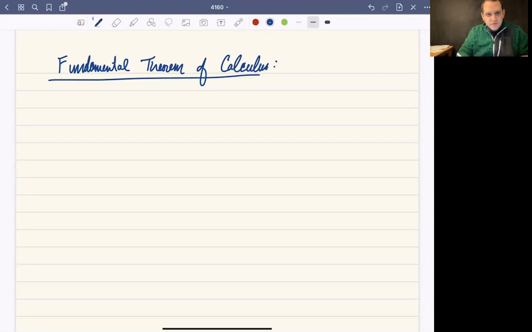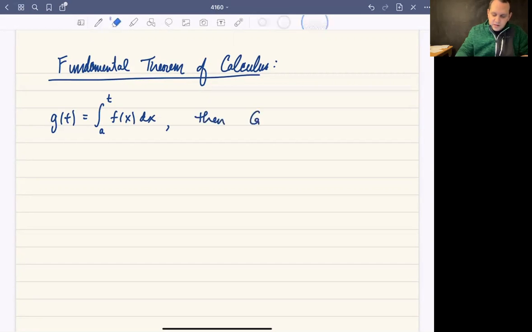What the fundamental theorem of calculus part 1 basically says in Calc 1 is, if you were to define a function, let's call it g, so g of t, which is the integral from a to t of f of x dx, then the derivative of g is just going to be little f of t. And that's under some mild assumptions about the function f, namely that f is continuous over some interval from a to b, and that t is in the interval from a to b. Okay, so f has to be continuous.